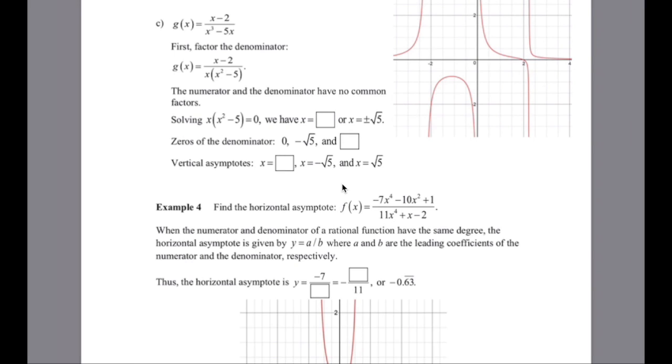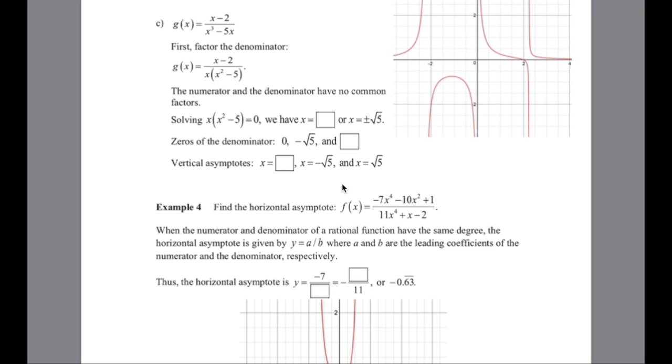Our next example, I have x minus 2 over x cubed minus 5x. Our numerator is already factored and simplified, but I noticed that in our denominator, we can simplify by dividing out an x, the greatest common factor. When I do that, I have x times x squared minus 5. Notice that they have no common factors in the numerator and denominator, so we have to look at our denominator.